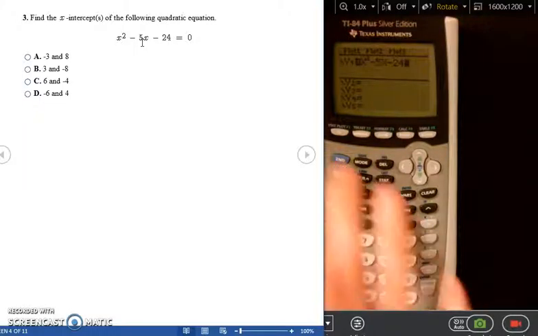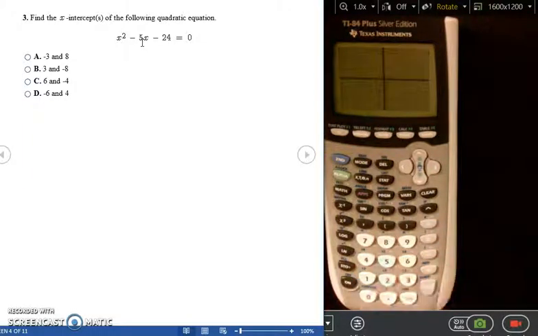And so I'm going to go ahead and do zoom standard so that I know I'm back to that standard window of -10 to +10 in both axes. And then I want to go ahead and graph the parabola. And so here it's asking for the x-intercepts. To calculate the x-intercepts, I'm going to use this calc button here. Calc is written in blue, so I'm going to have to press second calc.